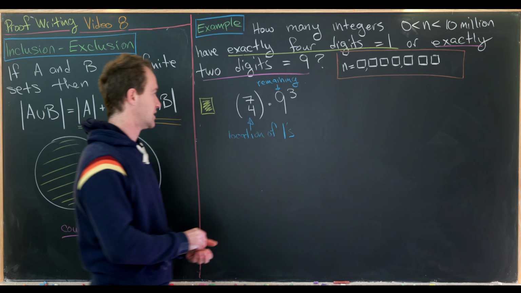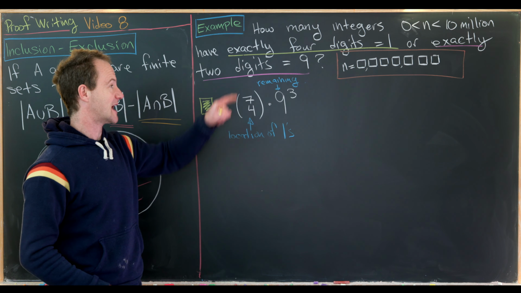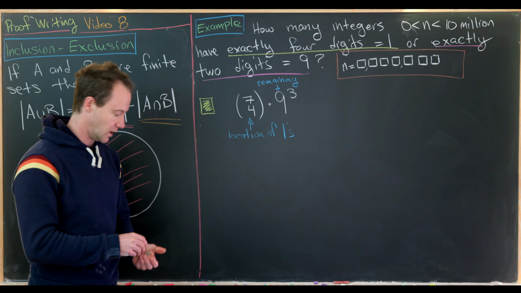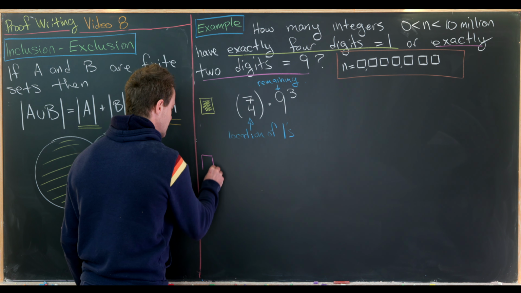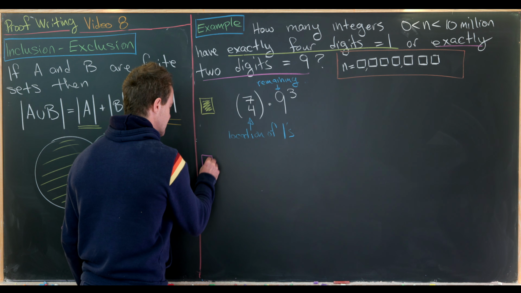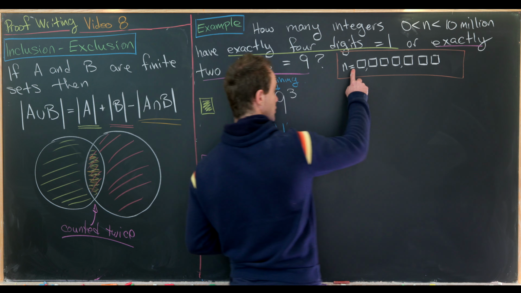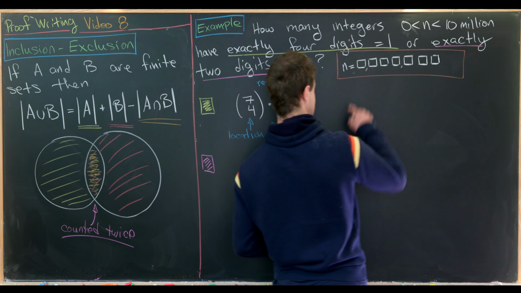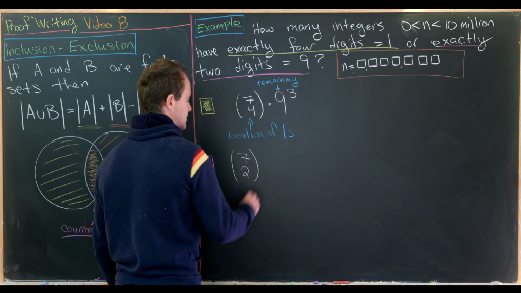Okay, good. So that's the number of ways to have numbers between 0 and 10 million where exactly 4 of the digits are equal to 1. Now let's look at this next case. Exactly 2 digits equal to 9. So I'll do that with this magenta coloring here. Okay, so we need to choose 2 of these 7 placements to be equal to 9. So that would be 7 choose 2.